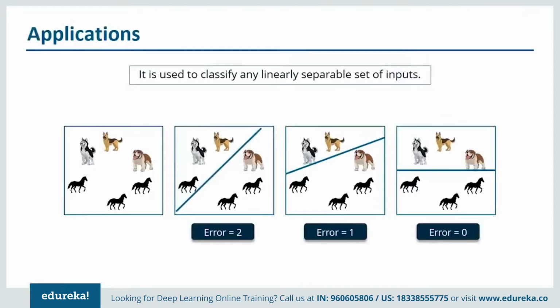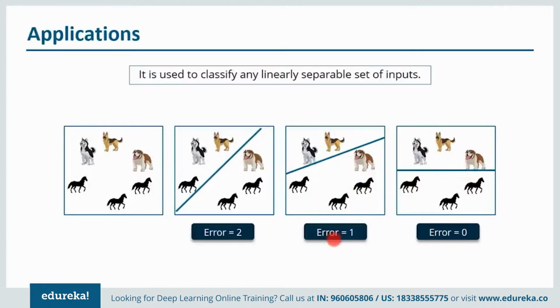Now, as I've told you earlier, it can be used to classify any linearly separable set of inputs. Let me explain with the diagram in front of your screen. We have different types of dogs and we have horses, and we want a line that can separate these two. Our first iteration will produce this sort of line. But here we notice that we have error, as we have classified one of the horses as a dog and a dog as a horse, so the error is 2. Then we update the weights, and after updating, our error has reduced. Now we have classified all the horses correctly, but one dog we have classified wrong and considered as a horse, so our error becomes 1.